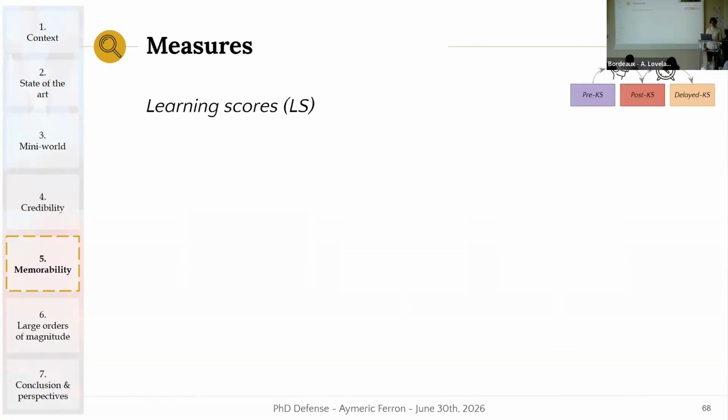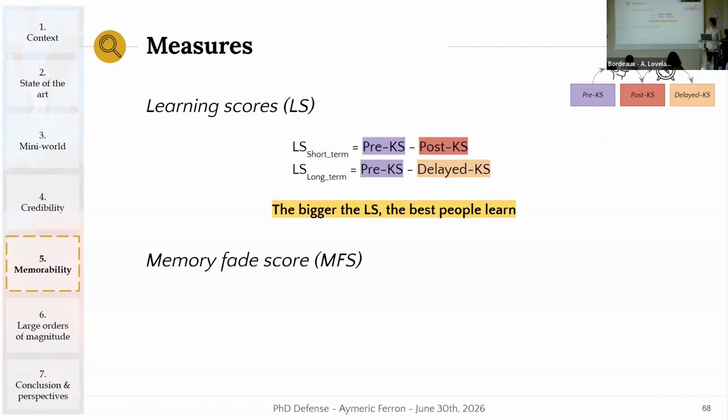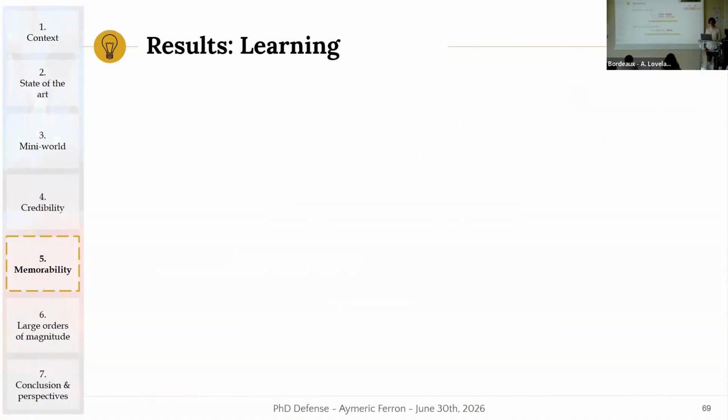Based on those knowledge scores, we computed some learning scores: a short-term score comparing their initial knowledge with their knowledge right after the VR experience, and a long-term learning score comparing their initial knowledge with the delayed knowledge score a few days after. And here, the bigger the learning score, the better people learn. And we also computed the memory fade score, comparing the delayed knowledge a few days after with the knowledge right after the VR experience. And here, the bigger the memory fade score, the worse people memorize.